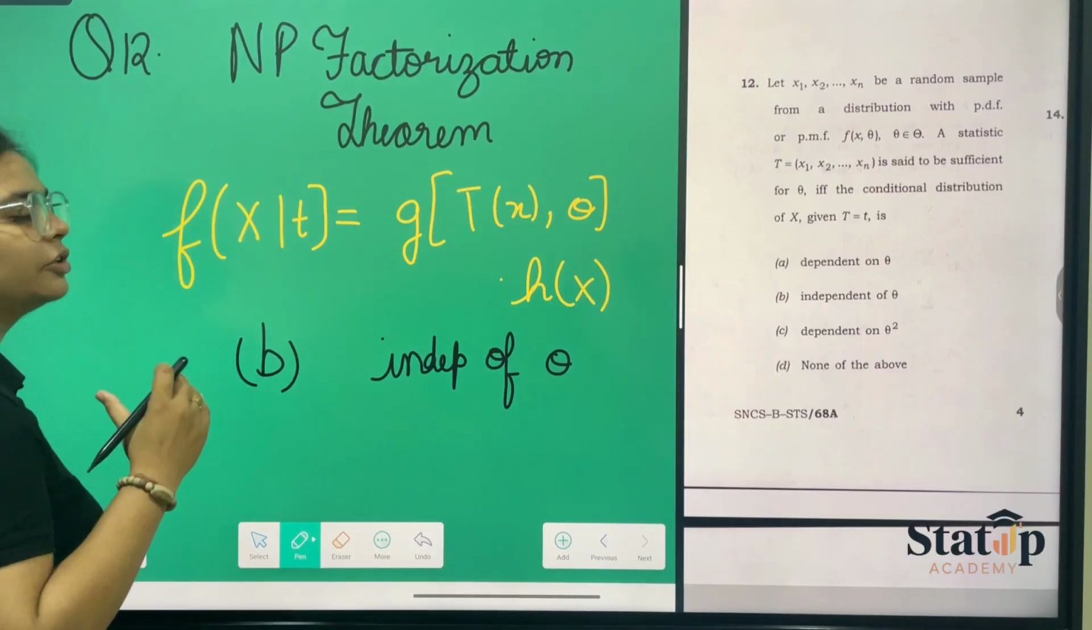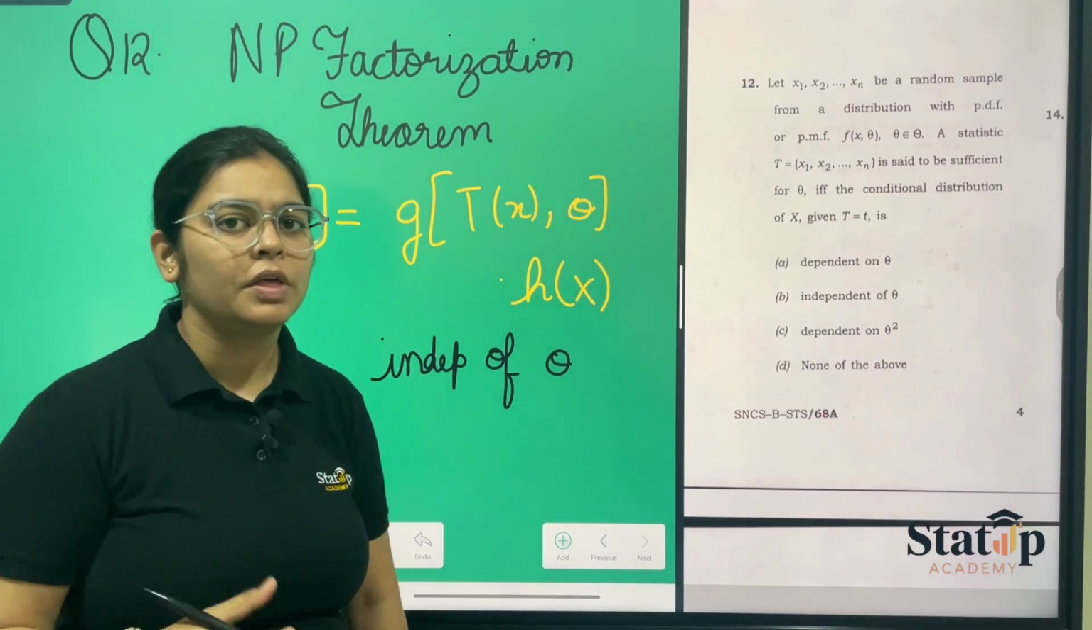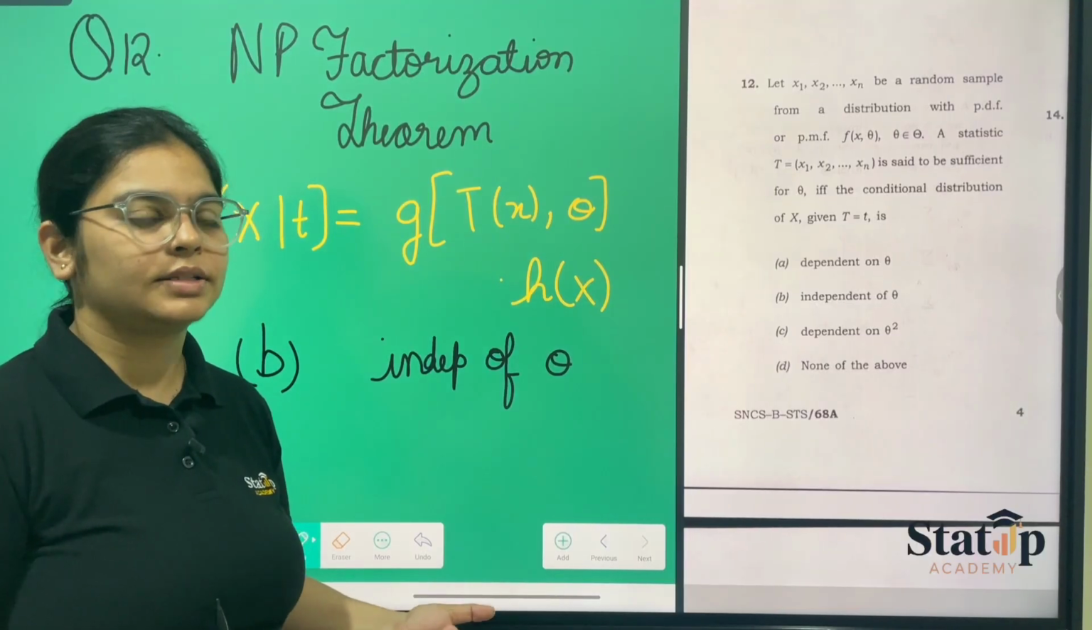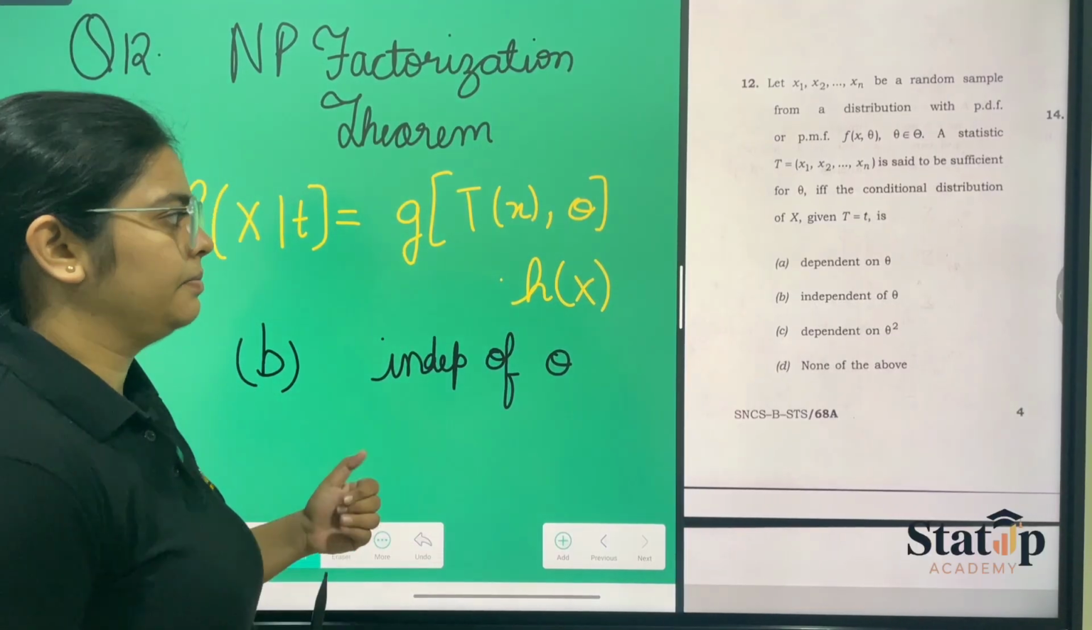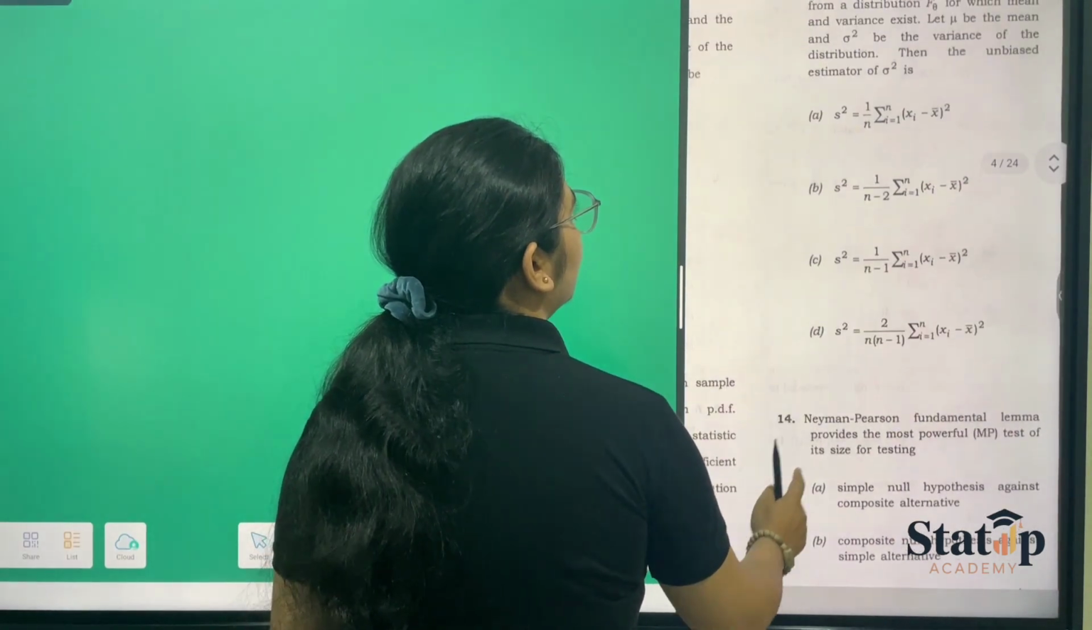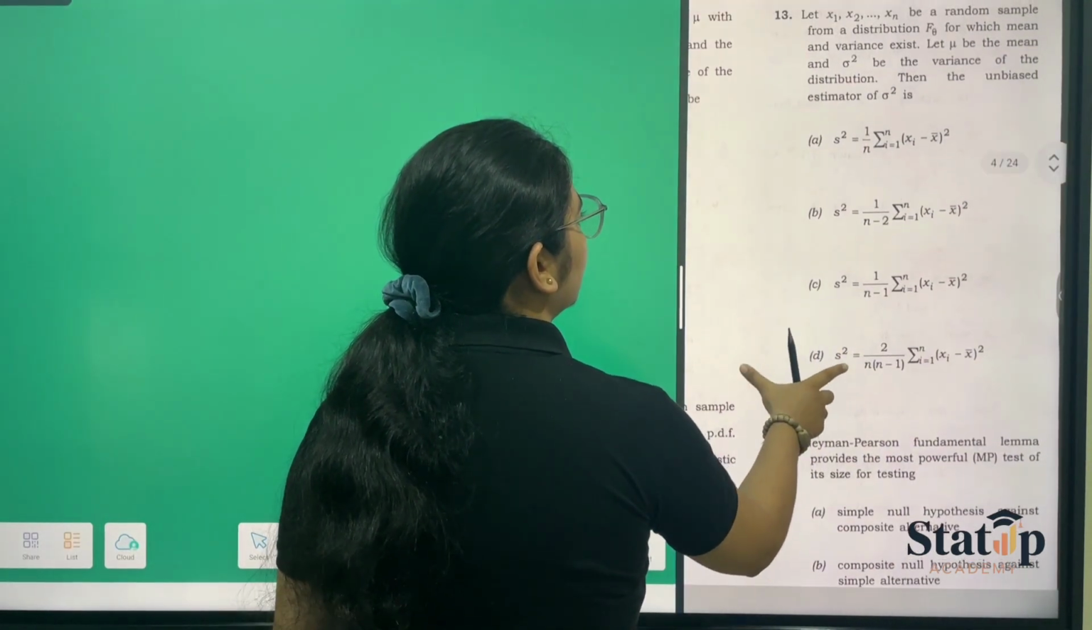This was our theorem, the Neyman factorization theorem. This was the very basics of sufficient statistic. So it was an easy one. Now moving forward towards another question, which is our question number 13.